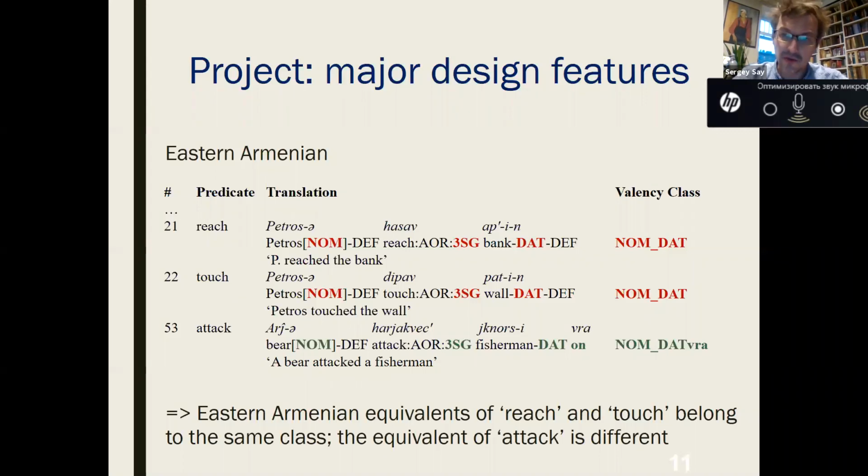But what we can do is compare these 2 verbs with, for example, attack, which is another Armenian verb, and its equivalent in Armenian requires a completely different pattern. Well, not completely different, but a slightly different pattern, which requires that the second argument be marked by the dative case in combination with a certain postposition, vrau, whatever it's pronounced. So we can say for sure that Eastern Armenian belongs to a group of languages where both reach and touch belong to the same valency class, whereas attack belongs to a different class. So information of this kind is reliable, and it does not depend on conventional labels such as case labels in individual languages.